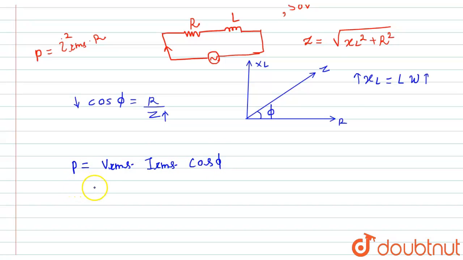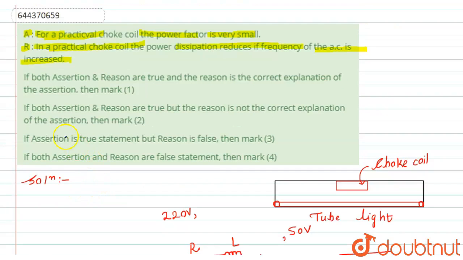According to this discussion, the assertion is true, the reason is also true, and the reason is the correct explanation for the given assertion. So according to the given options, the first option, that assertion and reason are true and the reason is the correct explanation of the assertion, is the correct answer for this question. So this is the required solution. I hope you will like this solution.